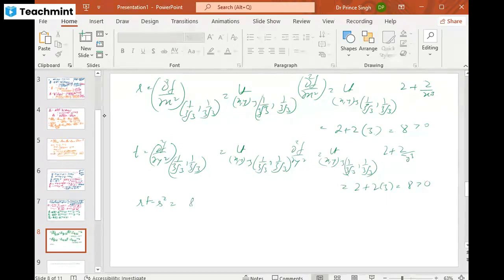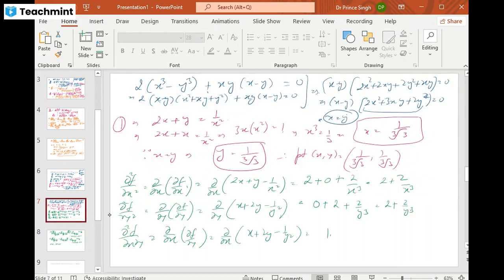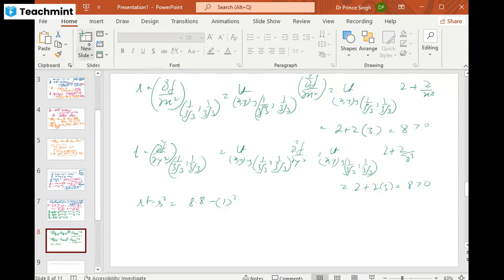Because R is 8, T is also 8, S is 1, which is already constant. So the value of S, curly square f upon curly x curly y at the point 1 upon cube root of 3, its value is 1 only because it is constant. So 64 minus 1 is 63. It is already positive. R is positive, T is positive, RT minus S square is positive.